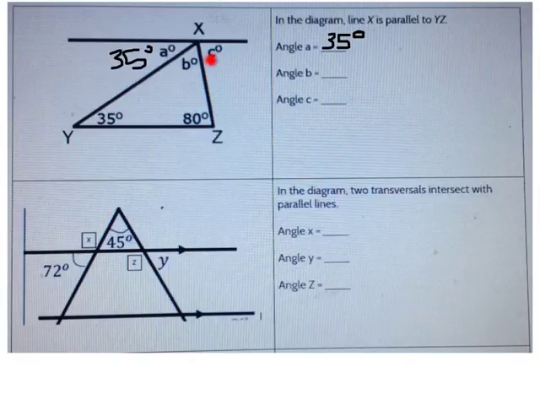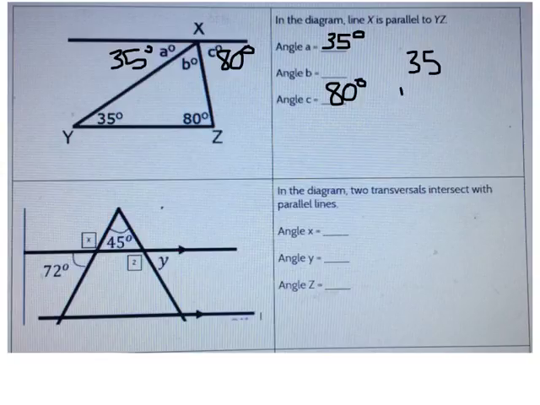Angle C is an alternate interior angle to 80 degrees. So what is angle C? It's 80 degrees. Now, I can find angle B by using the interior angles in a triangle. I know that three angles in a triangle add up to 180 degrees. So I can add 35 plus 80 and then subtract from 180.